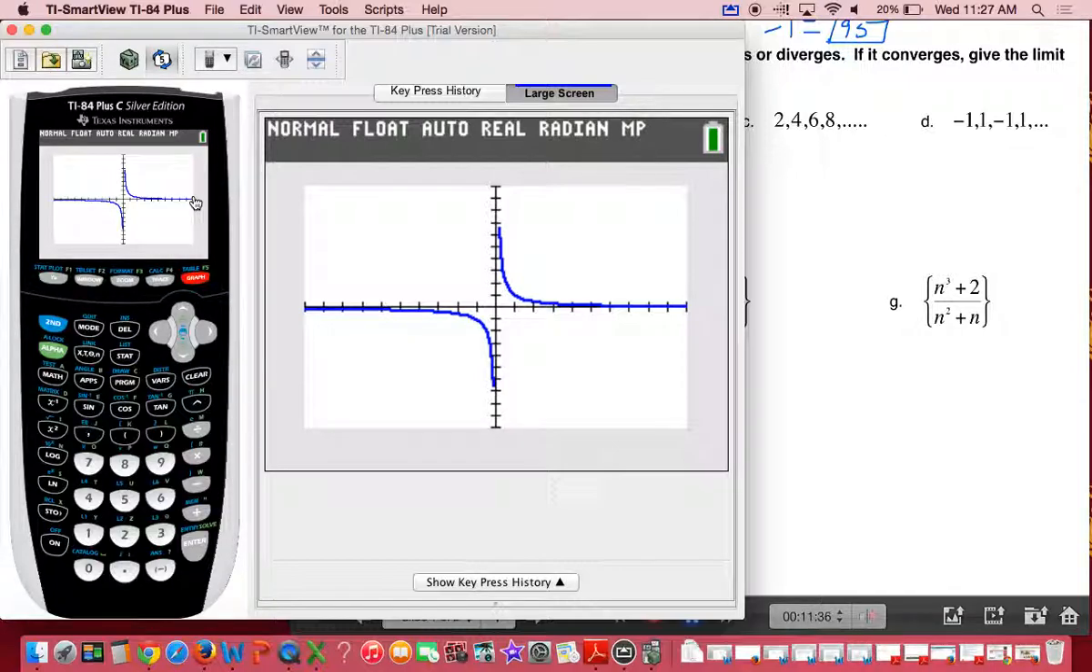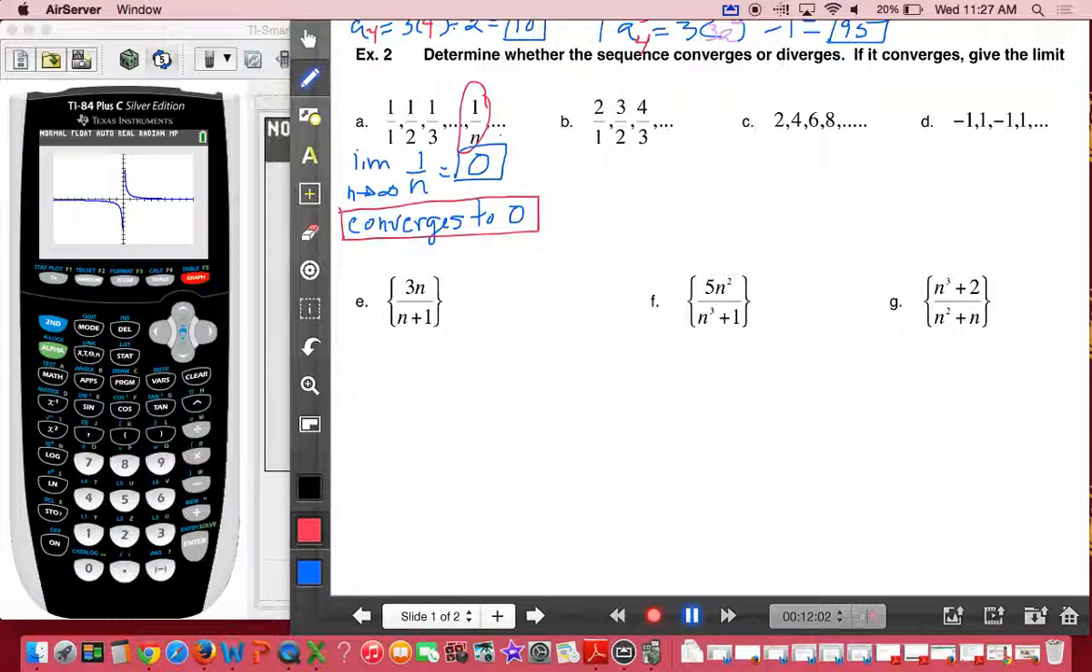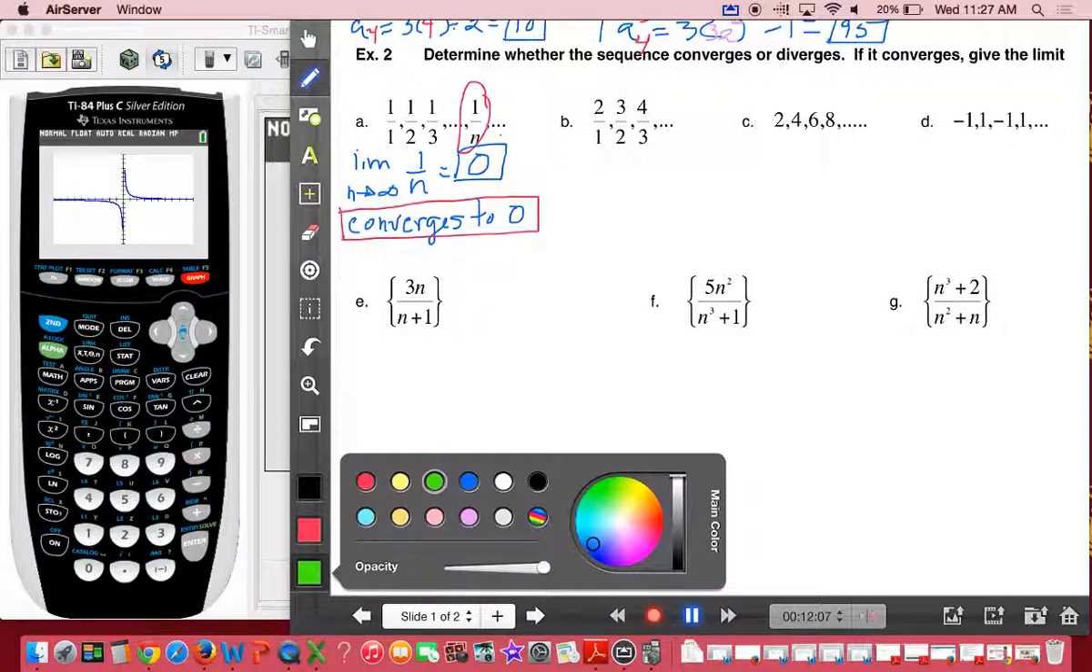And so this converges. Whoops, if I can spell correctly today. It converges to 0. Oh, you can't see that. Sorry. Try that. Converges to 0.